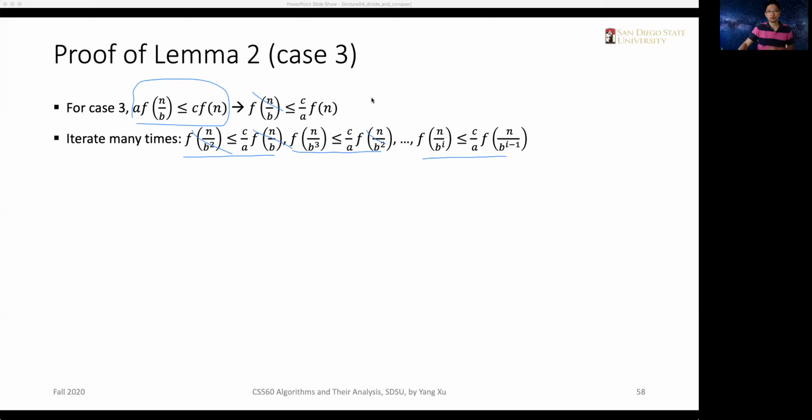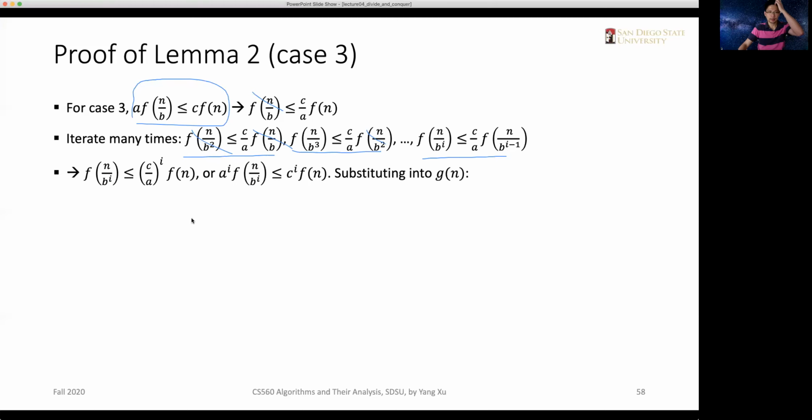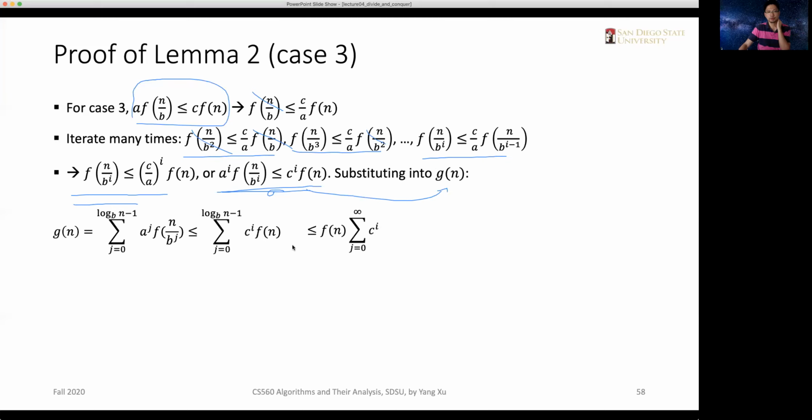And it will become something like this. Okay, so this is the inequality we want to use. And we substitute this inequality into each term of the g of n function. We would have something also nicely done to a very neat geometric series. Okay, and it is upper bounded by the function here.